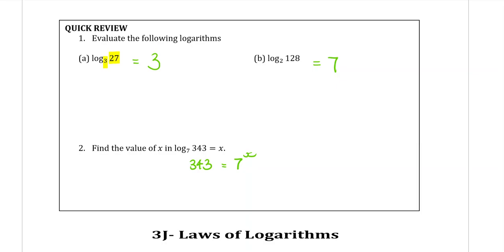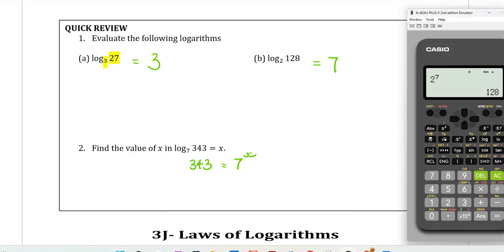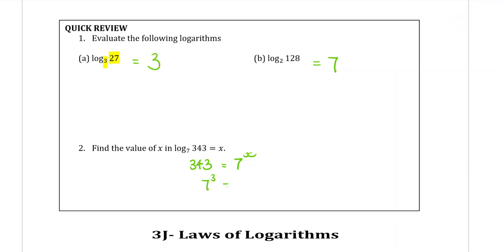Now we solve this as an exponential equation. So 343, we want to write that with a base of 7. 7 to the power of 3 is 343. Now that they both have a base of 7, that means the powers must be equal, so x is equal to 3.